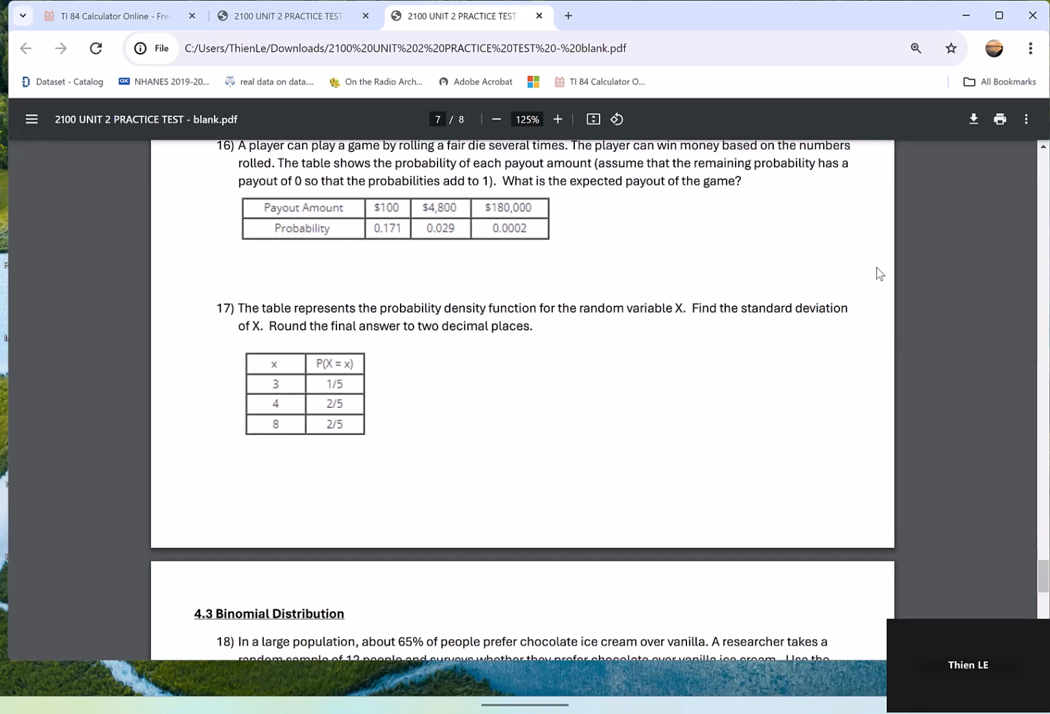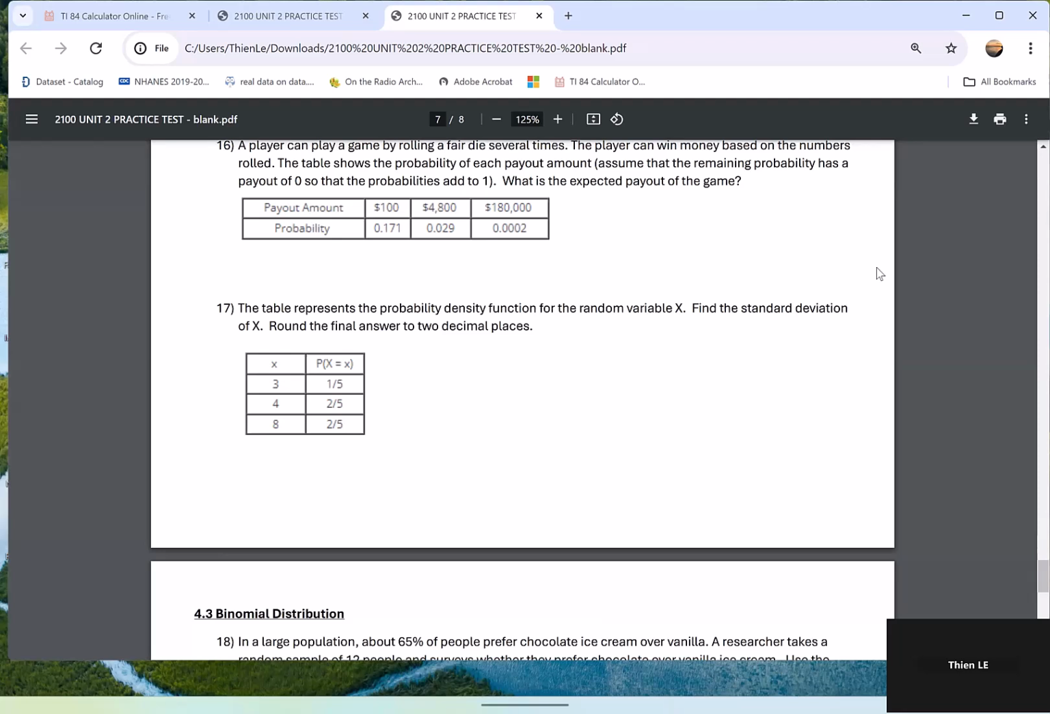The table presents the probability density function for the random variable x. Find the standard deviation of x, rounding the final answer to two decimal places. So in this case, you have a probability density function table, and you want to find the standard deviation. You have just two columns: the first column is the value, and the second column is the probability. So this is a valid probability table. It sums to 1, and each probability is between 0 and 1.